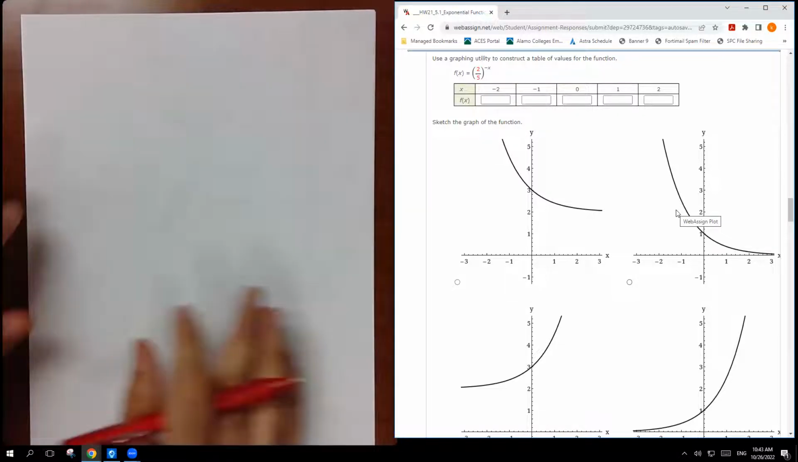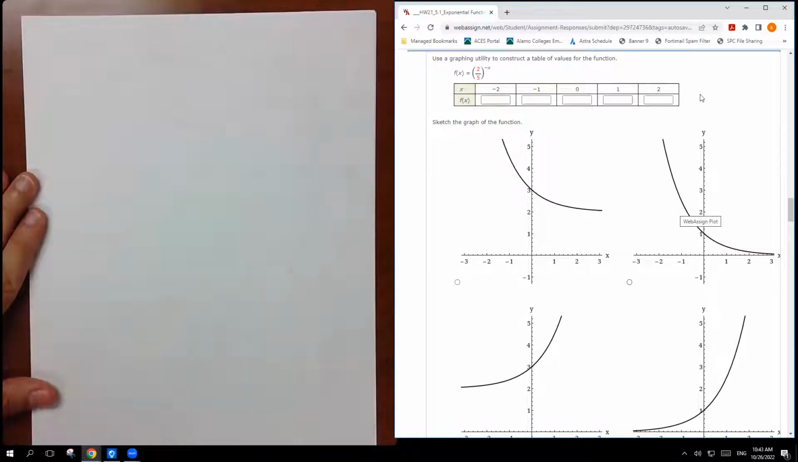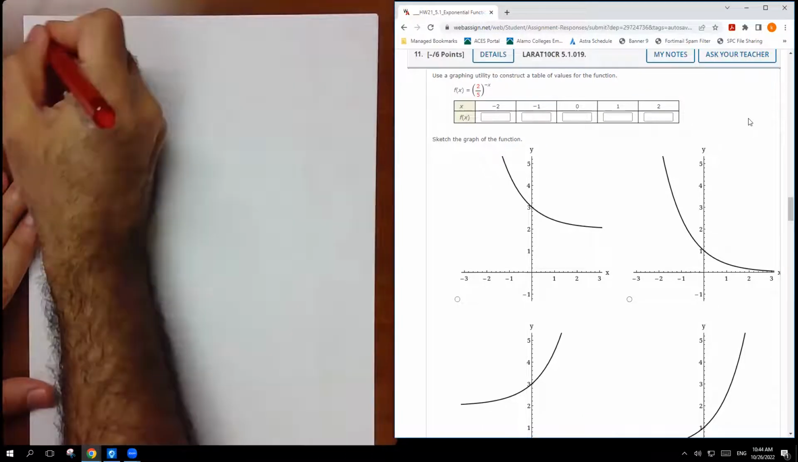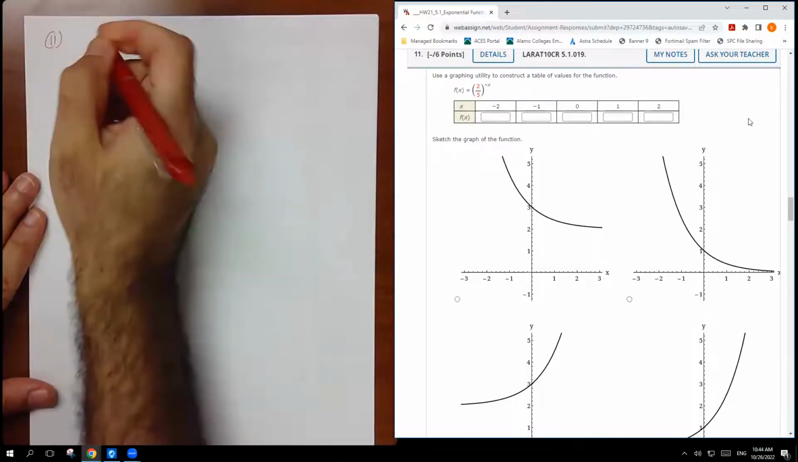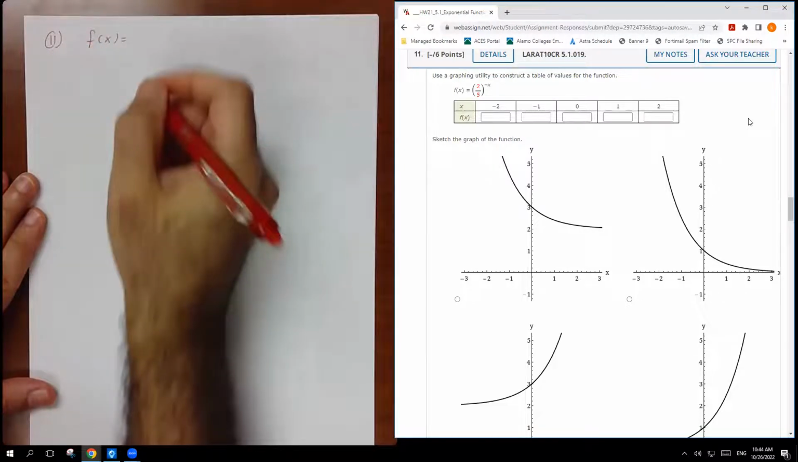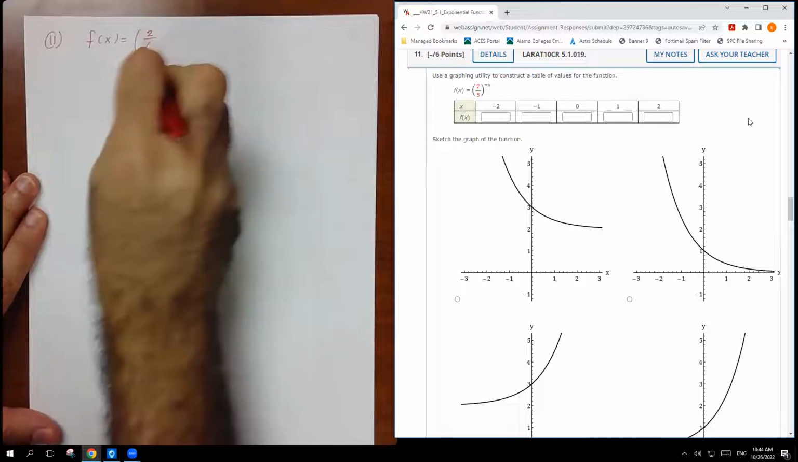So let's check here. Example 11, we have f of x equals 2/5 to the negative x.